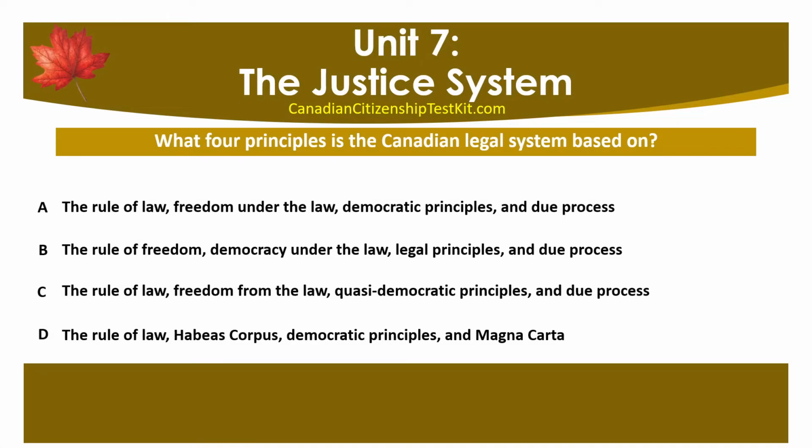What four principles is the Canadian legal system based on? A. The rule of law, freedom under the law, democratic principles, and due process. B. The rule of freedom, democracy under the law, legal principles, and due process. C. The rule of law, freedom from the law, quasi-democratic principles, and due process. D. The rule of law, habeas corpus, democratic principles, and Magna Carta.